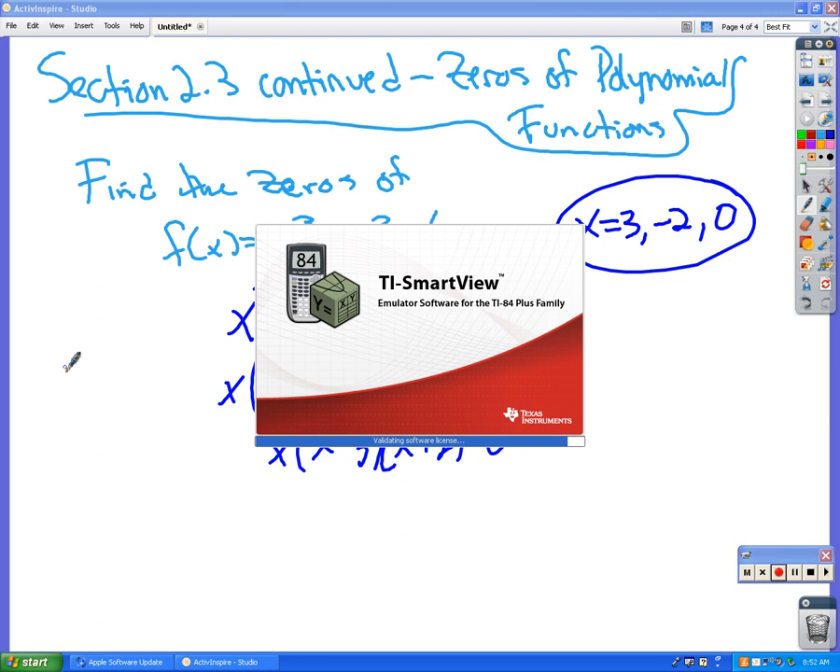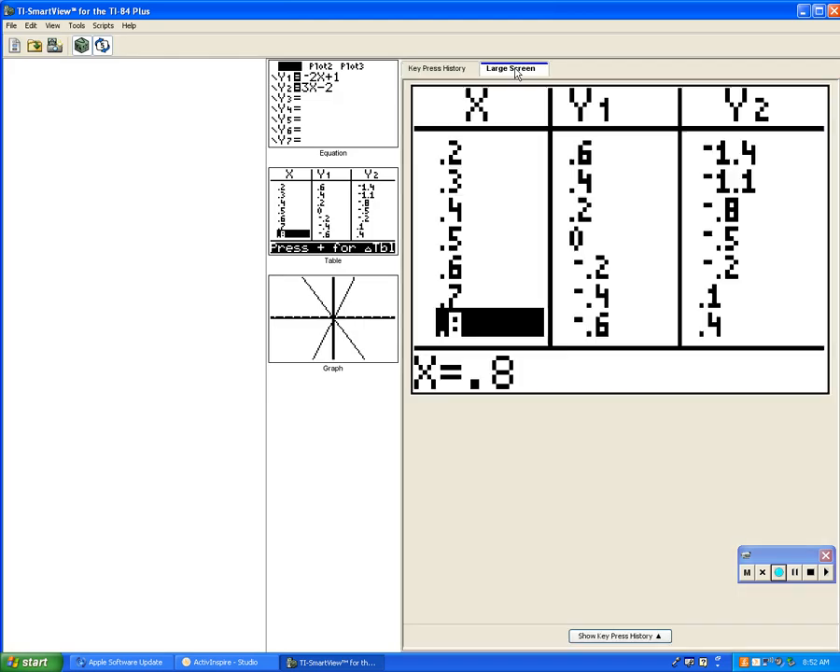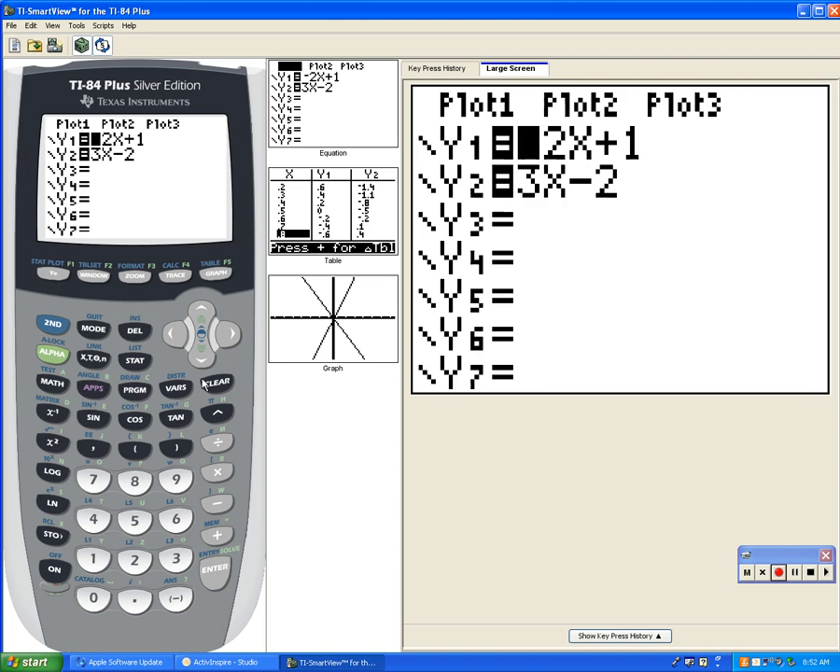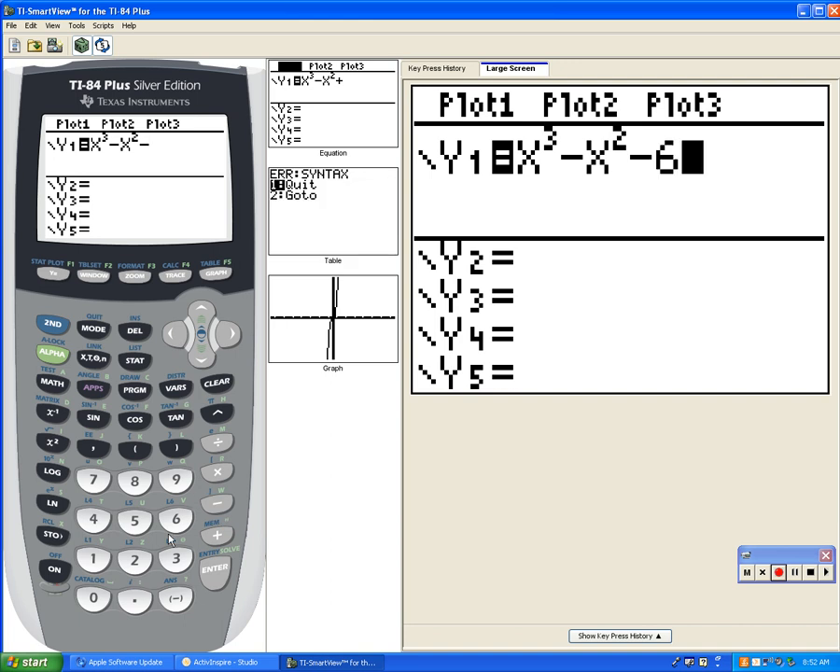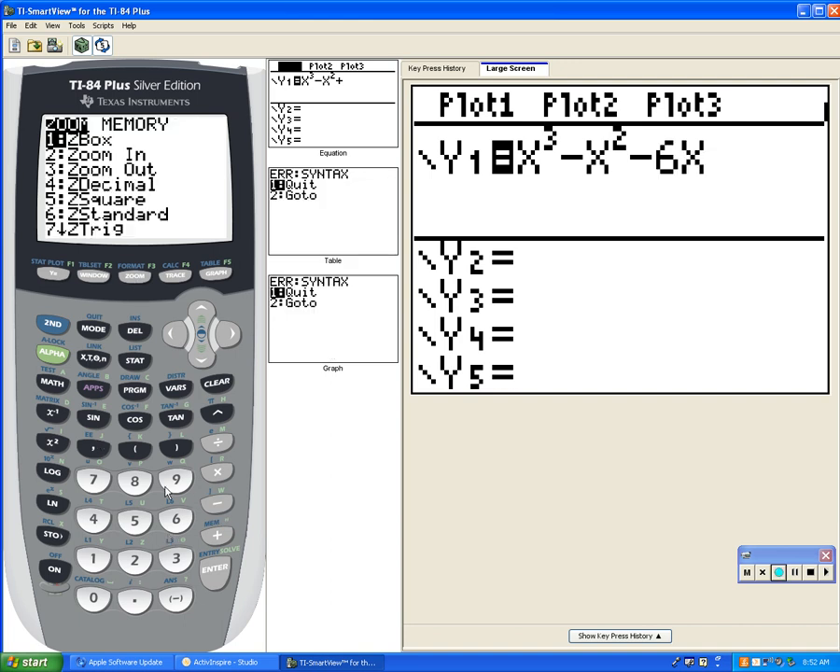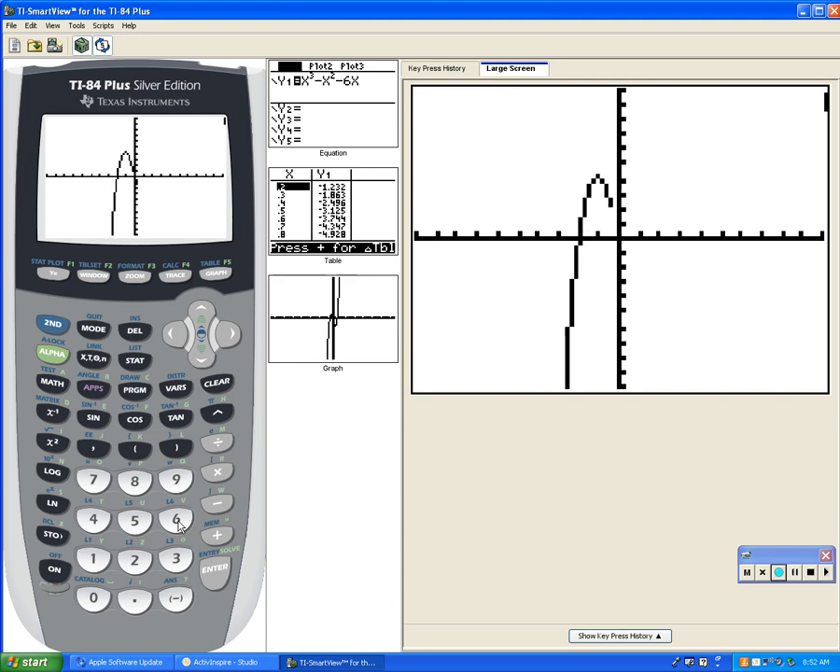So you start out by graphing your equation, which was x cubed, what was it? Minus x squared, minus 6x. Okay, then if you look at the graph of that function, how many times does it cross the x-axis? 3 times. Where does it cross the x-axis? Negative 2, 0, and 3.